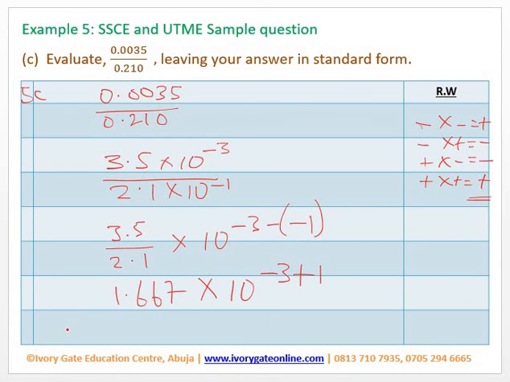Then this gives us 1.667 times 10 raised to power minus 3 plus 1. Then it means minus 2. That's our answer.